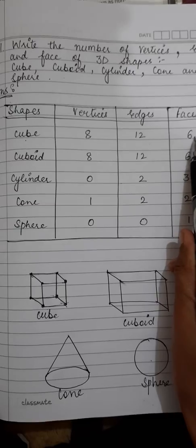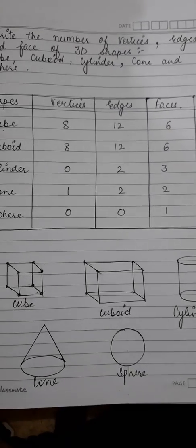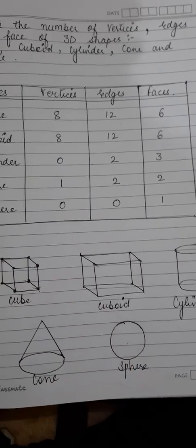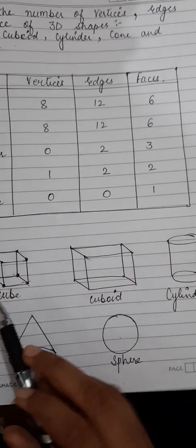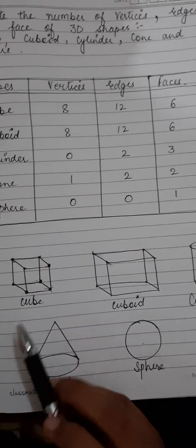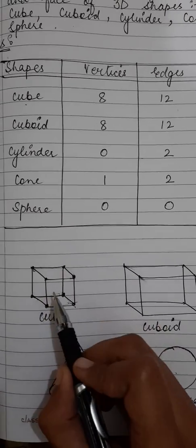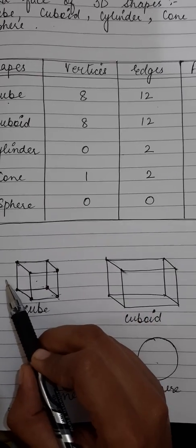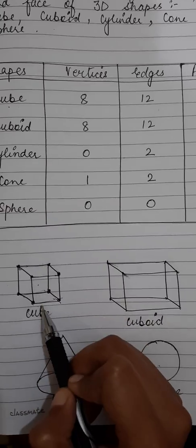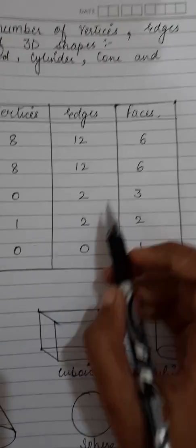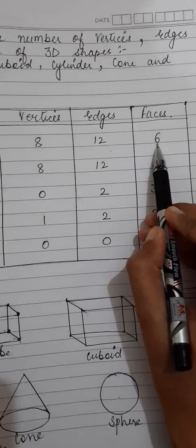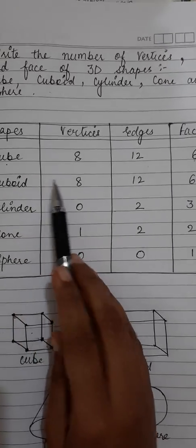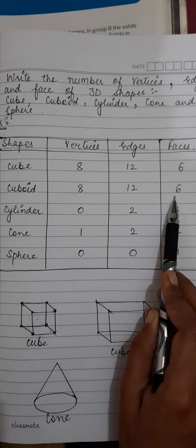And how many faces are there? You can consider your book also. And I have explained to you in the starting of this video how you're going to count the faces. And the faces are going to be 6. How? Let us see. 1, 2, the back one. 3, 4, sides. Top and bottom. So now total how many faces are there? 6. So here I'm going to write 6. Similarly for cuboid also, cube and cuboid have the same vertices, same edges and the same faces.